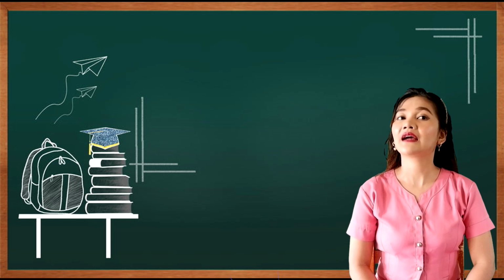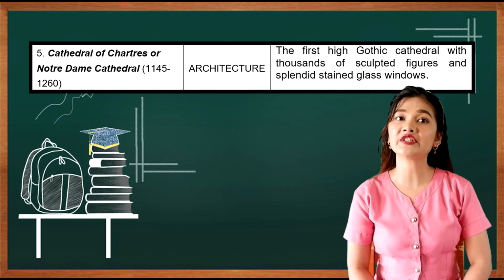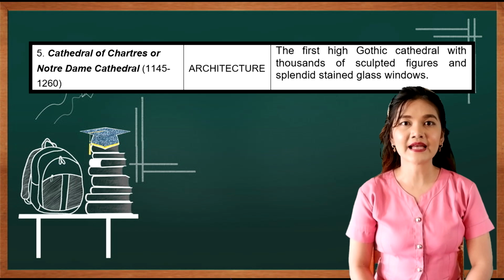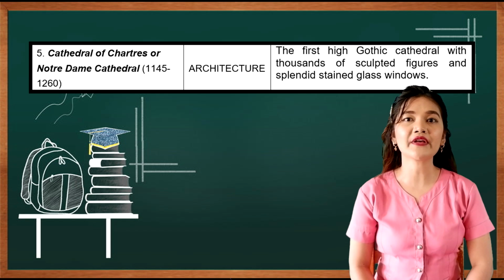Number 5. Cathedral of Chartres or Notre Dame Cathedral, 1145 to 1260. Art form, architecture. The first high Gothic cathedral with thousands of sculpted figures and splendid stained glass windows.